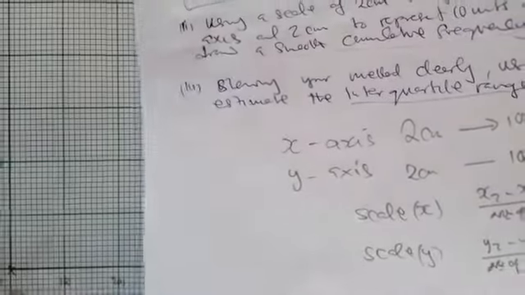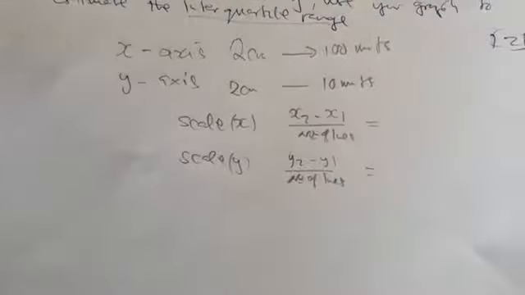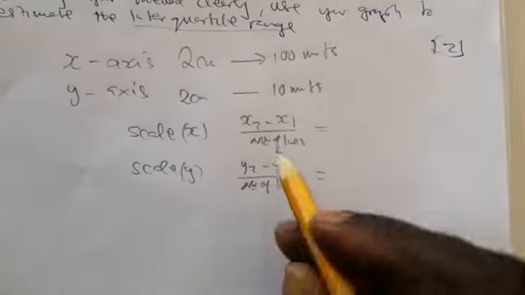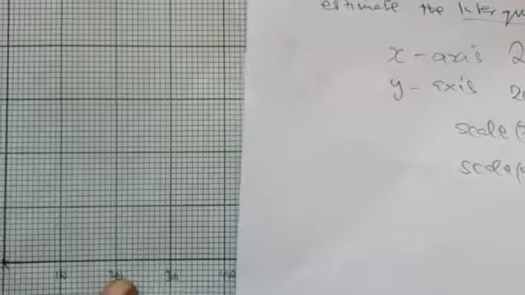Sorry, I've made a slight mistake here. We are supposed to first find the scale. So what I'll do in x, I'll get two numbers. I can get 0 and 100. I'll get 200 and 100.